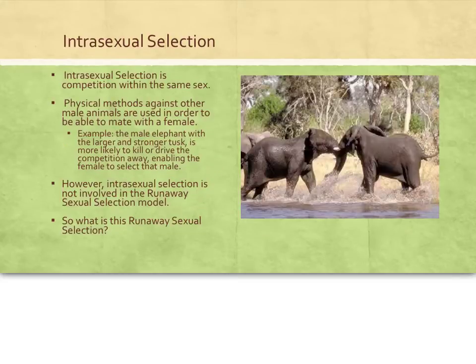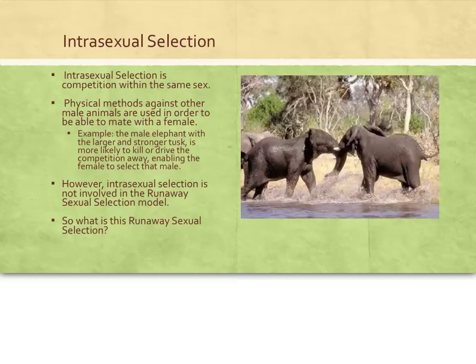Intrasexual selection is competition within the same sex. Physical methods against other male animals are used in order to be able to mate with the female. For example, the male elephant with the larger and stronger tusk is more likely to kill or drive the competition away, enabling the female to select that male. However, intrasexual selection is not involved in the runaway sexual selection model.